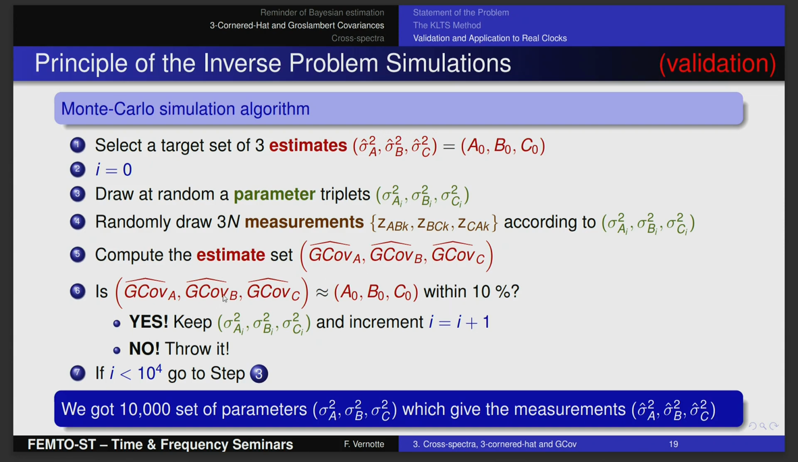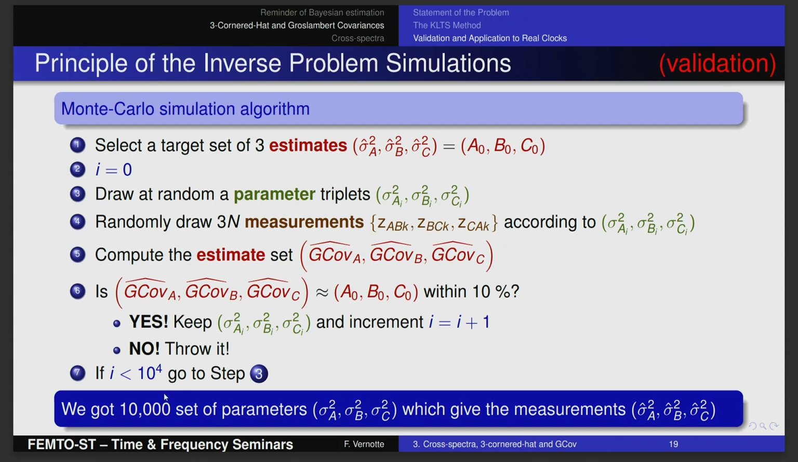The probability is relatively low. Generally, you have to draw another parameter triplets and so on and so on. But if yes, you know that the parameter triplets that you have randomly drawn are compatible with the estimate that you get. So they are able to furnish this sort of estimate. So you keep them. And you do that in order that you get 10,000 positive matching between the target and the estimate.